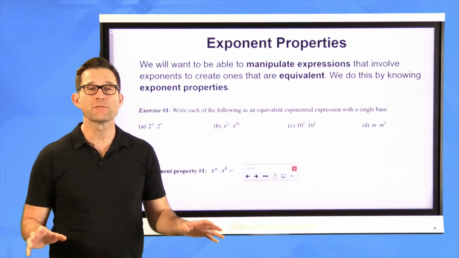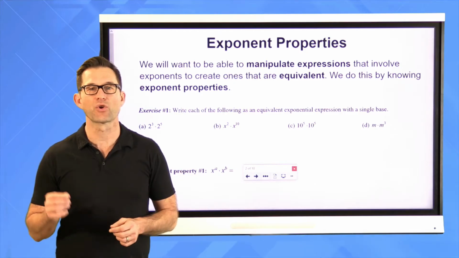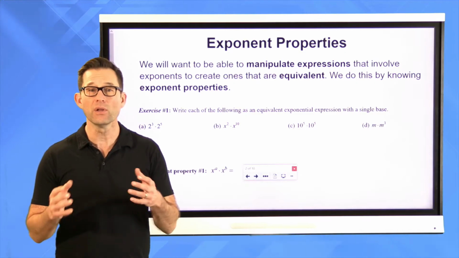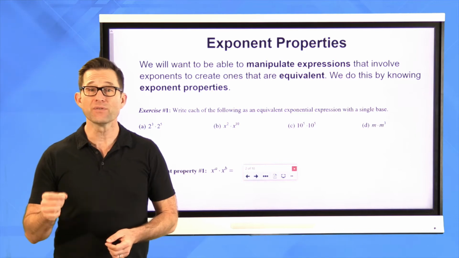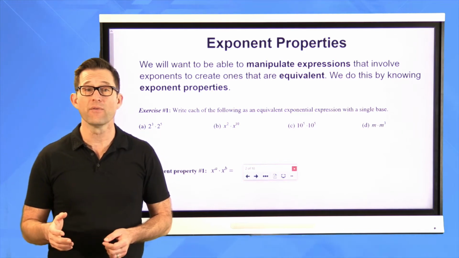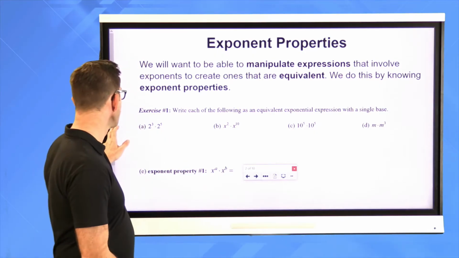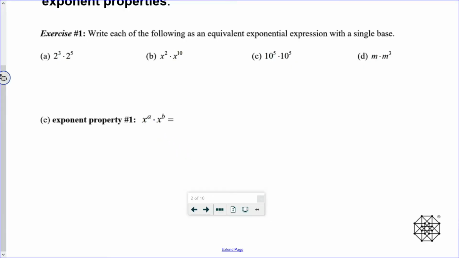Exponent properties. We want to be able to manipulate expressions that involve exponents to create ones that are equivalent. We do this by knowing exponent properties, and we looked at some exponent properties way back in Unit 1. The first exponent property we're going to look at, we've already seen before in this course, and you've certainly seen it back in Math 8 and probably even Math 7, but let's tackle it a little bit right now. Exercise number 1. Write each of the following as an equivalent exponential expression with a single base. Letter A, 2 to the third times 2 to the fifth.